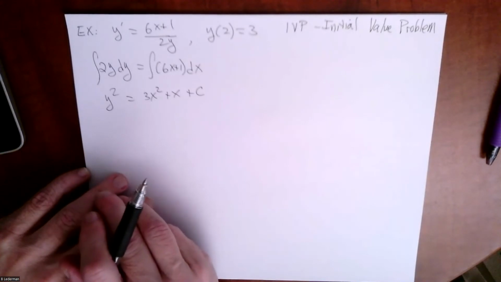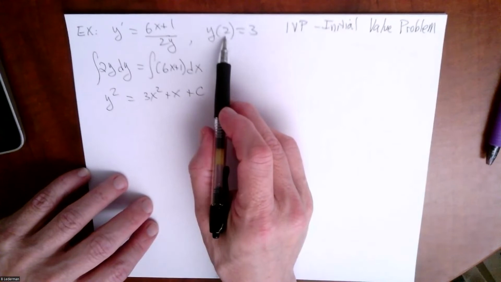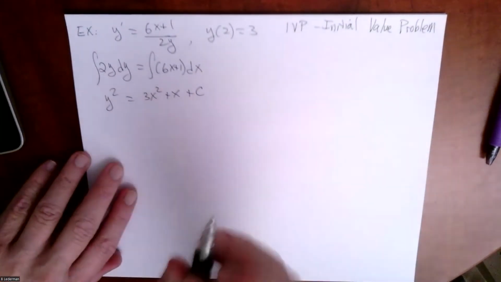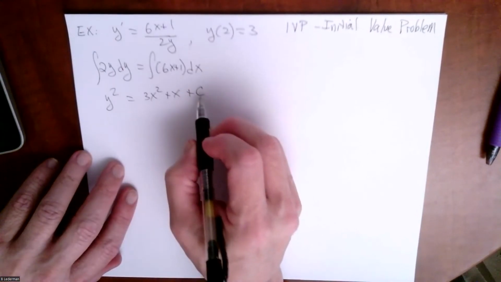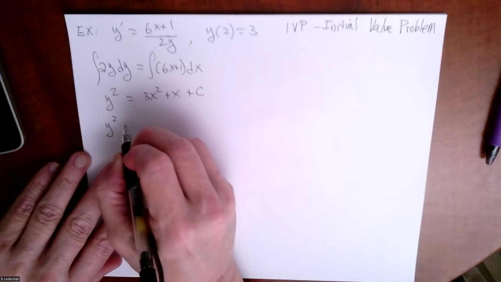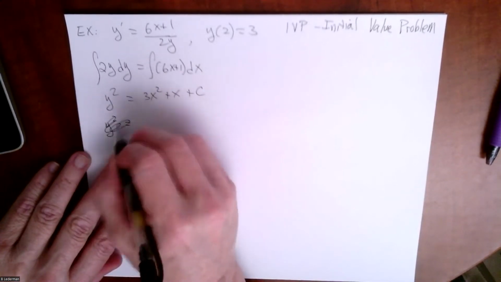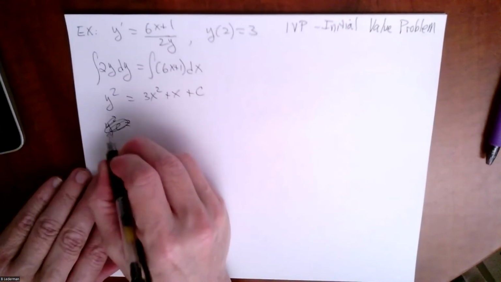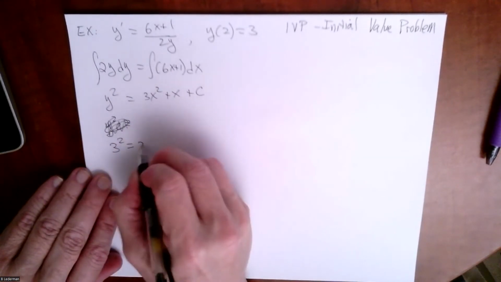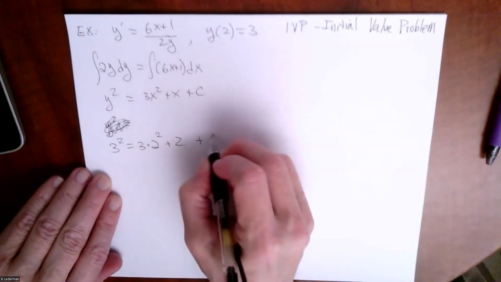Anyway, now we want to do the initial value part. So y of 2 means when x is equal to 2, y is going to equal 3. So I'm going to write here, and why am I doing this? Because I want to solve for c. So y squared equals, I'm sorry, whoopsie, 3 squared, let me start all again. 3 squared equals 3 times 2 squared plus 2 plus c.